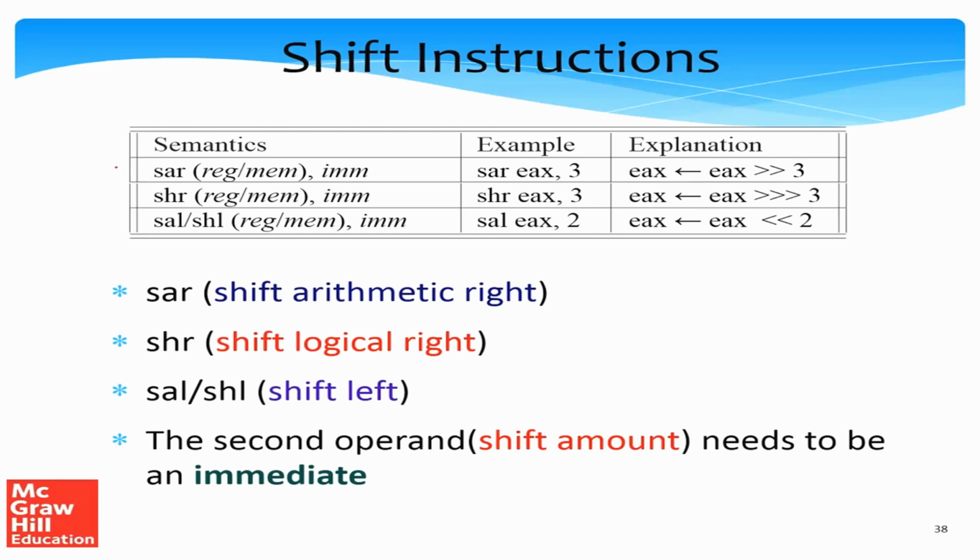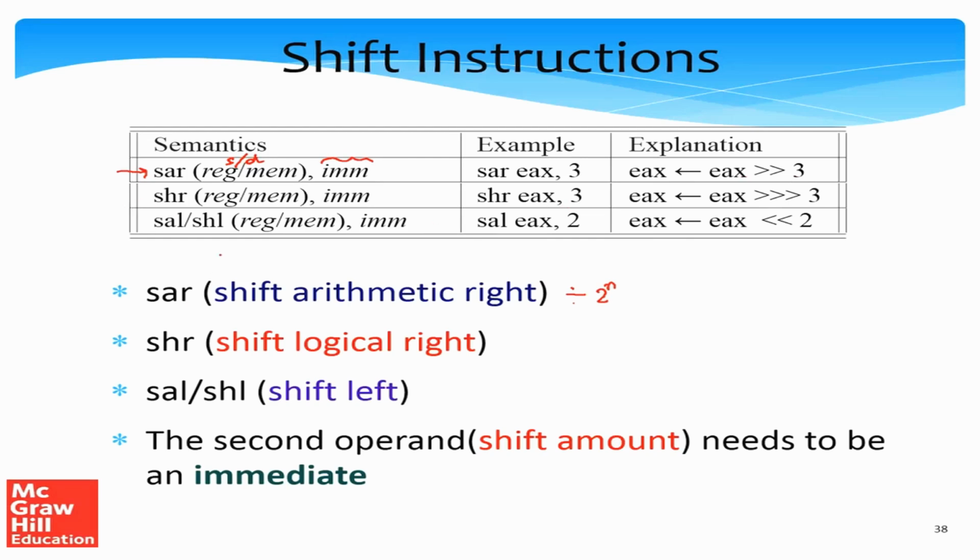So we have three shift instructions. One is the SAR instruction, which is shift arithmetic right, which is essentially the same as dividing a number by a power of 2. The format is that the first operand, which is the source as well as the destination, can be shifted with an immediate number, which is the number of positions to shift by. For example, writing SAR EAX, 3 will set EAX to EAX right shifted by 3 places.